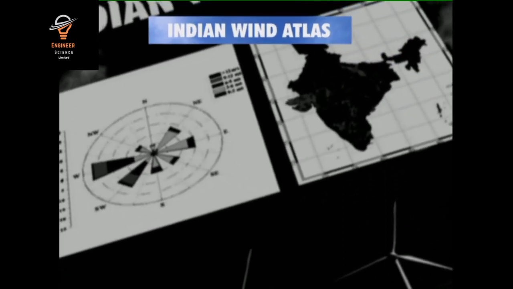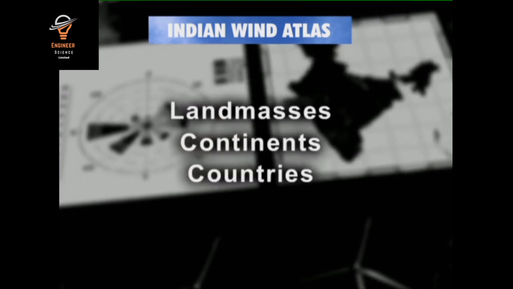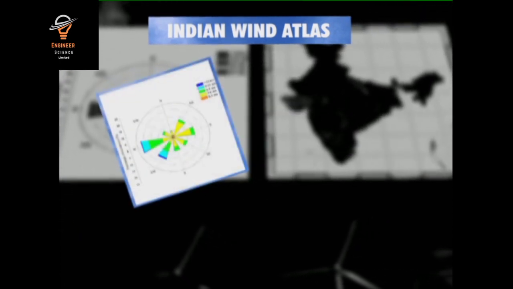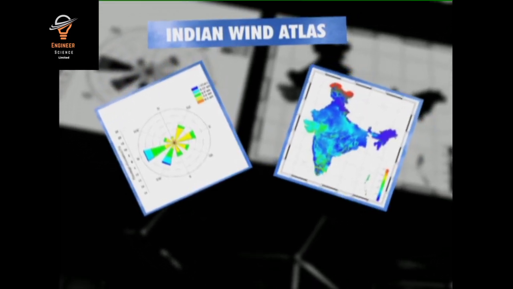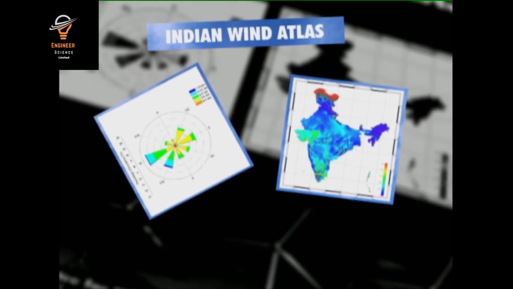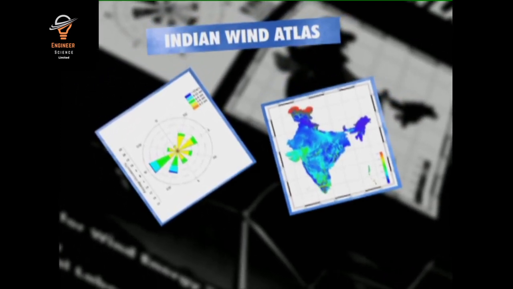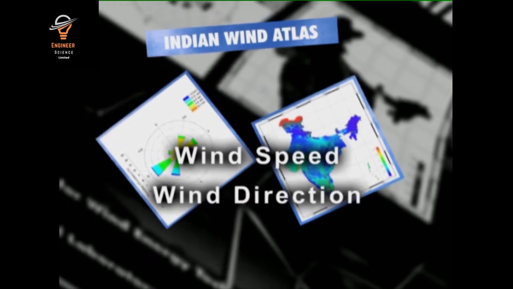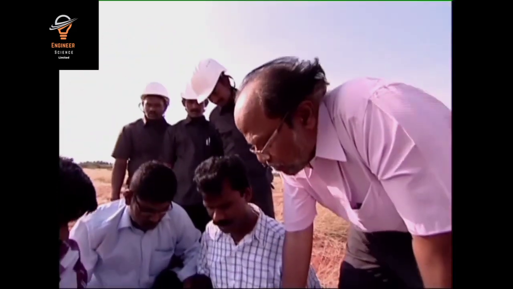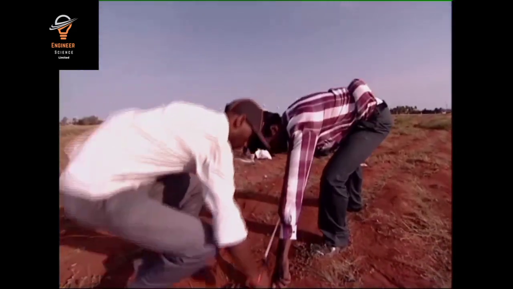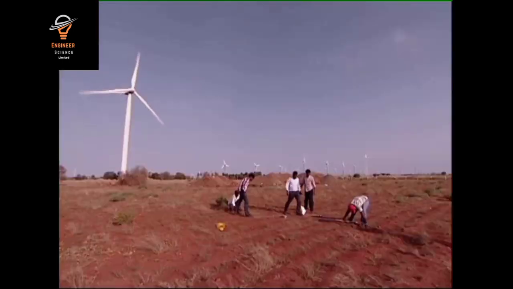Just like an ordinary atlas gives us a map of land masses, continents, countries, and oceans, a wind atlas gives us a complete view of how winds blow in different parts of the globe. It tells us the critical information needed to generate wind power, that is, wind speed and wind direction. But mapping the changeable winds of India is no easy task. From supercomputing to field measurements, it requires every resource imaginable.